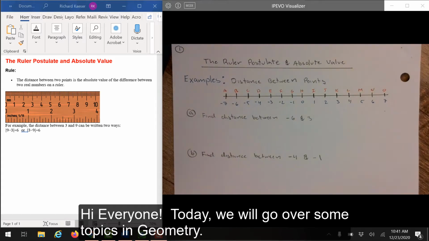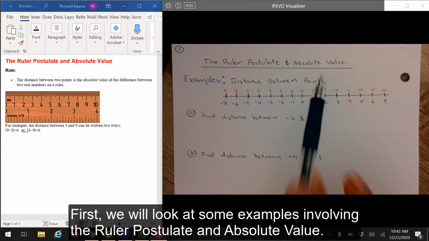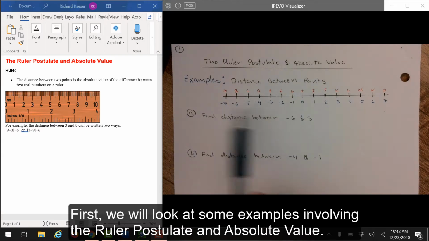Hi everyone. Today we will go over some topics in geometry. First, we will look at some examples involving the ruler postulate and absolute value.